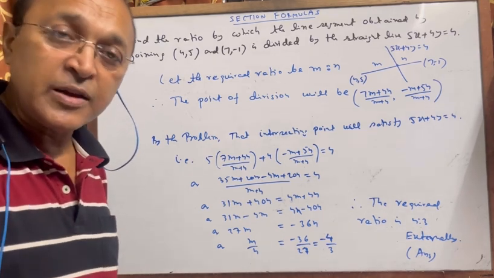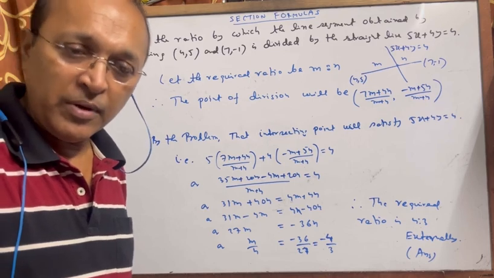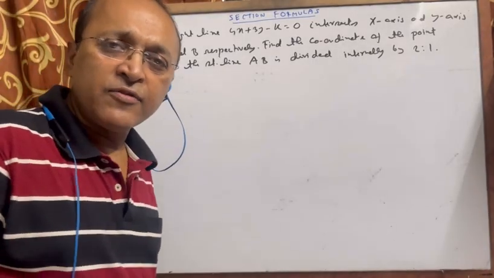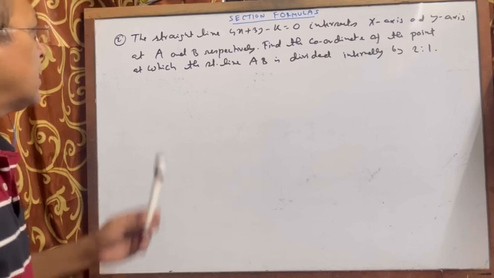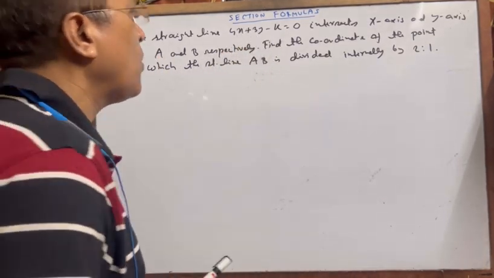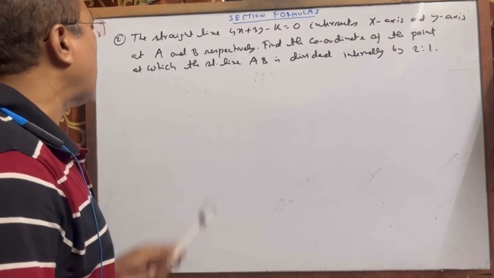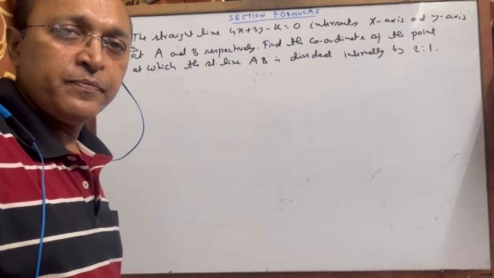Very, very interesting and important problem. I'll be back with another problem of the same type. Another very, very interesting problem. The straight line 4x plus 3y minus k is equal to 0 intersects the x-axis and y-axis at A and B respectively.